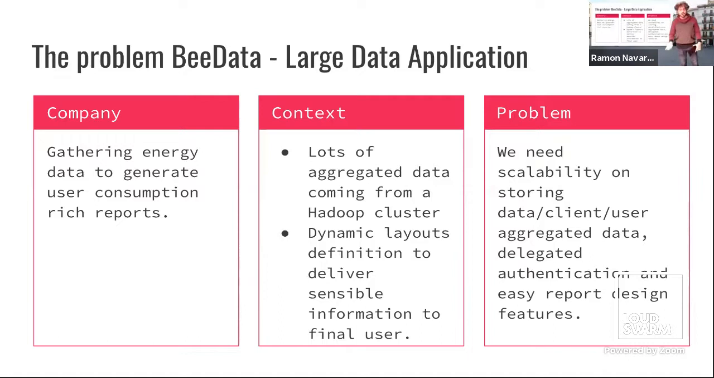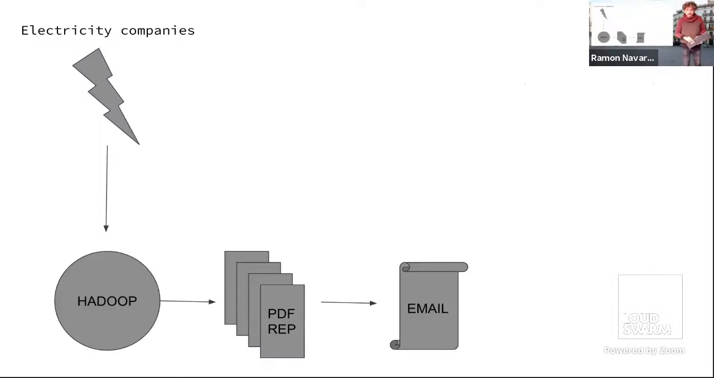The main problem that they have is that they have a lot of data that comes from a Hadoop cluster where they are analyzing all data, but they don't know how to show it to the users. Right now, they create PDF reports and they send those PDF reports to them. They cannot control what the final customer sees.